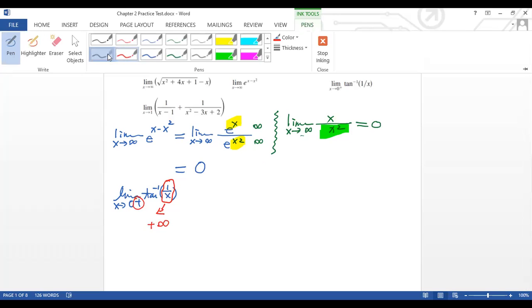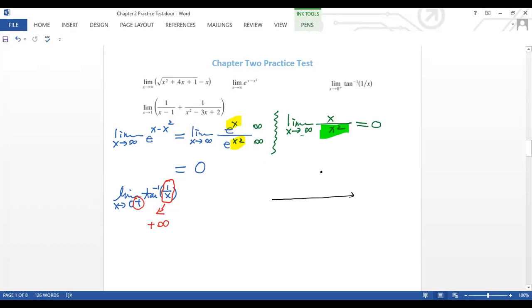Okay, so now let's take a look. If you still remember, this is my tangent function.